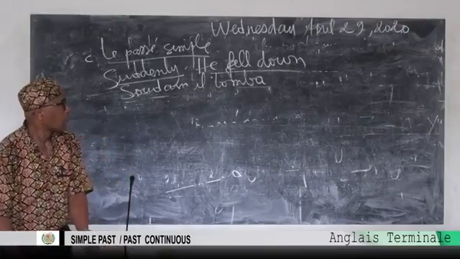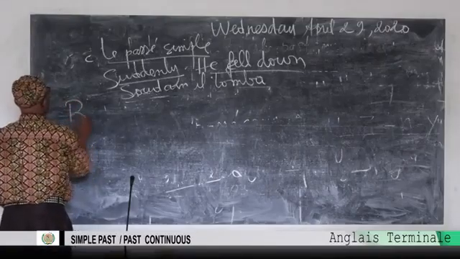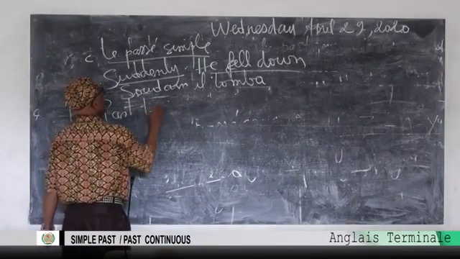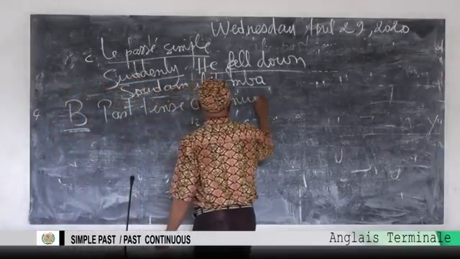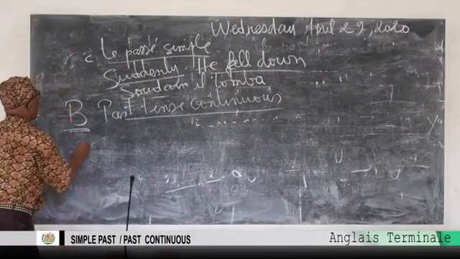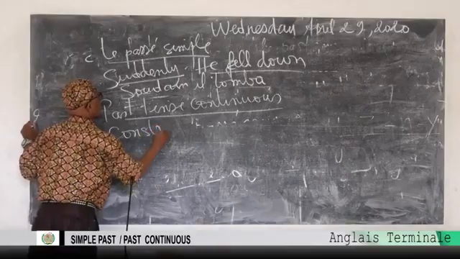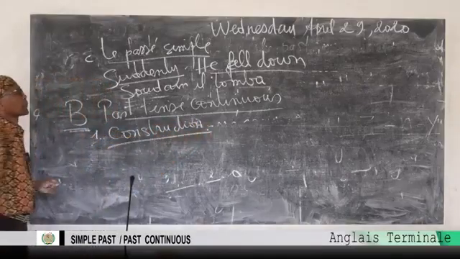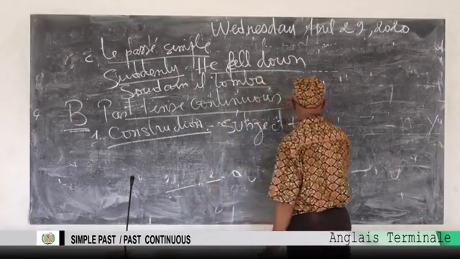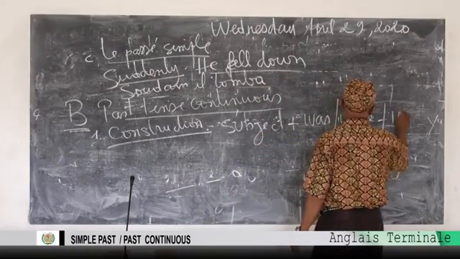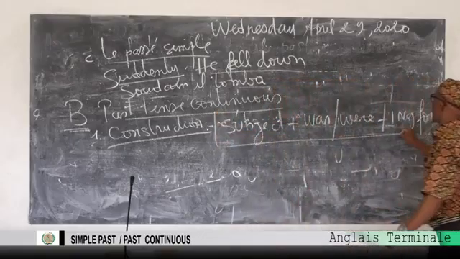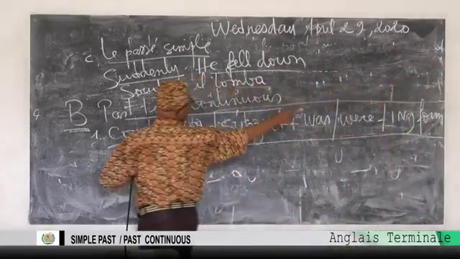Now, let's move on to part B, which is the past tense continuous. First, how do we construct this tense? Very easy. Subject plus was or were plus the ing form. Very easy. Subject, was, were, and the ing form.